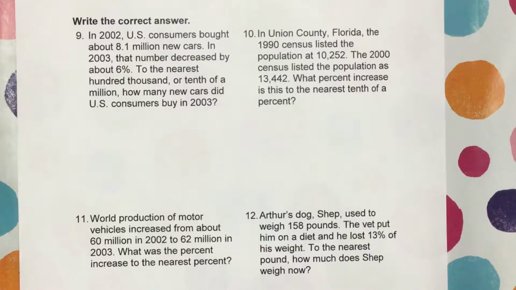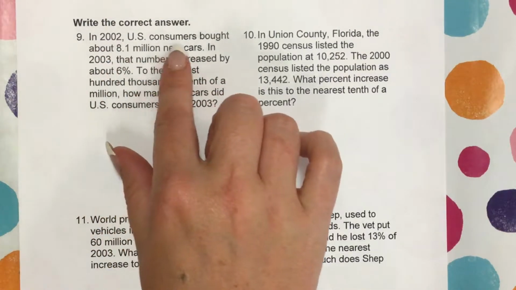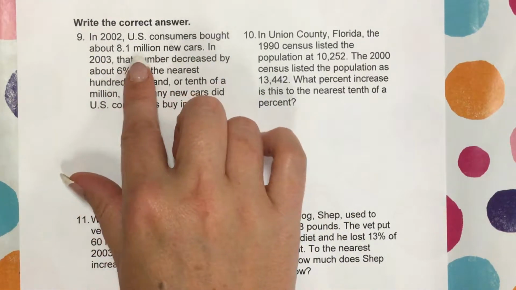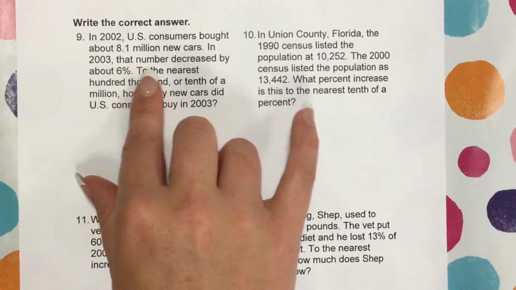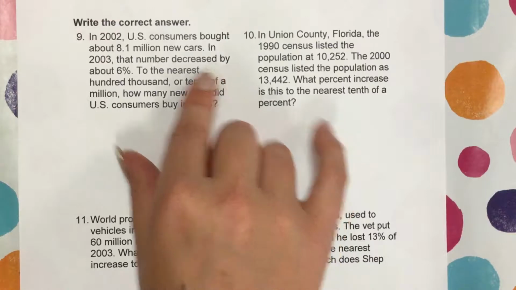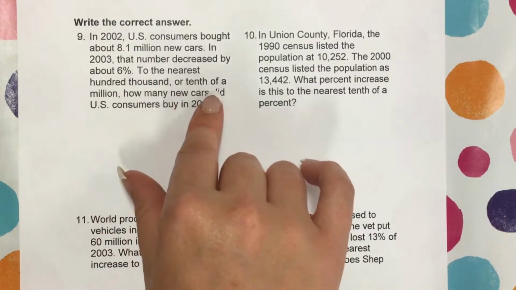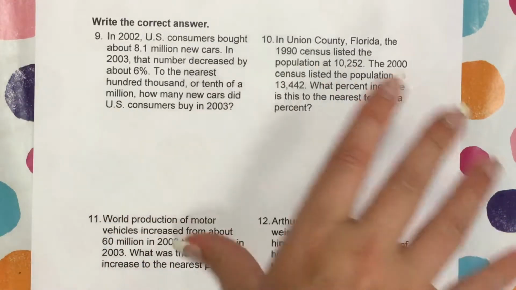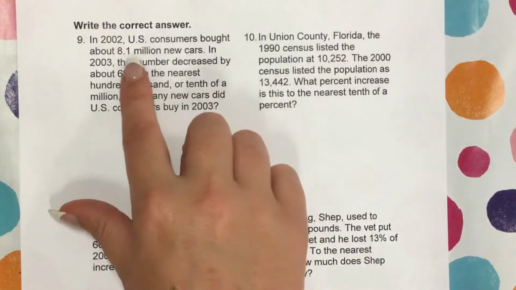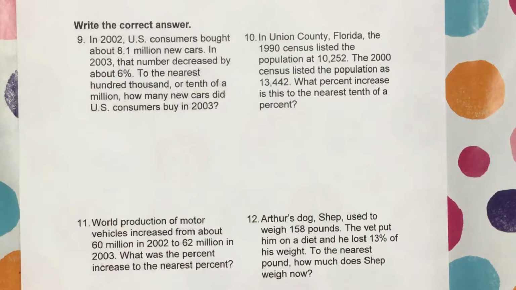Okay, we're on to problem 9. Problem 9 states in 2002, U.S. consumers bought about 8.1 million new cars. That's a lot of new cars. In 2003, that number decreased by about 6%. To the nearest 100,000 or 1/10 of a million, how many new cars did U.S. consumers buy in 2003? So they bought 8.1 million cars in 2002, and then it decreased by 6%.